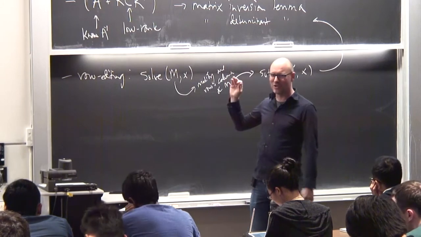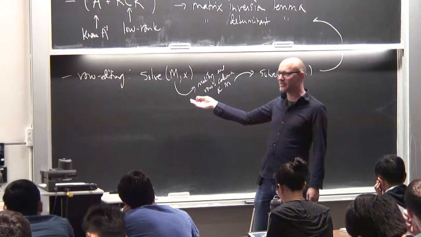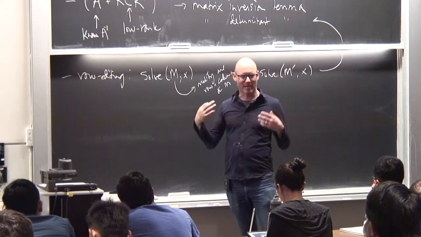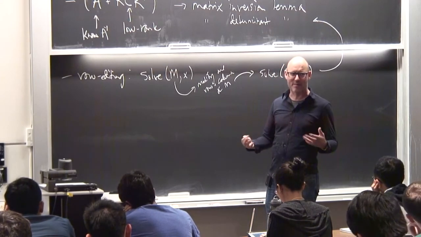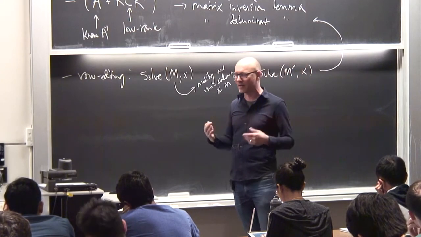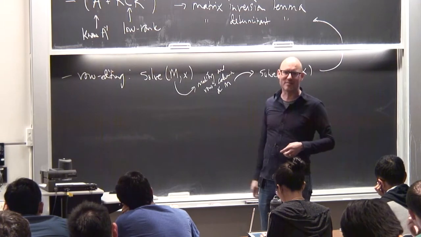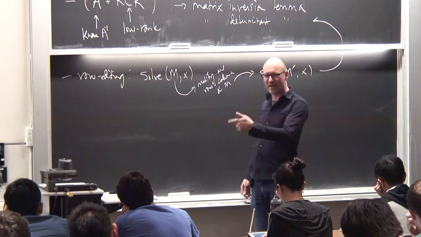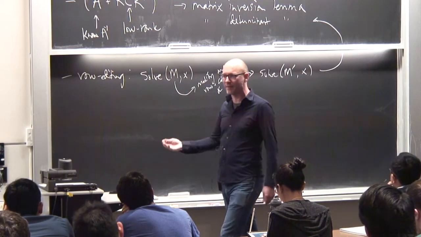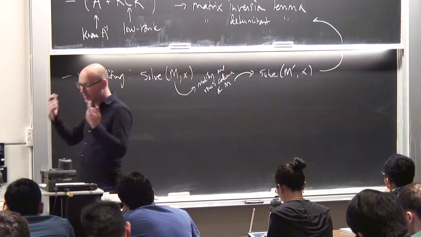Hugely useful. Remember I told you that we did this project where we searched the Kepler data for billions of different hypotheses, different possible planet hypotheses. This is how we made it tractable. Every hypothesis was related to every other hypothesis by simple row swapping. And so we could then capitalize on it.